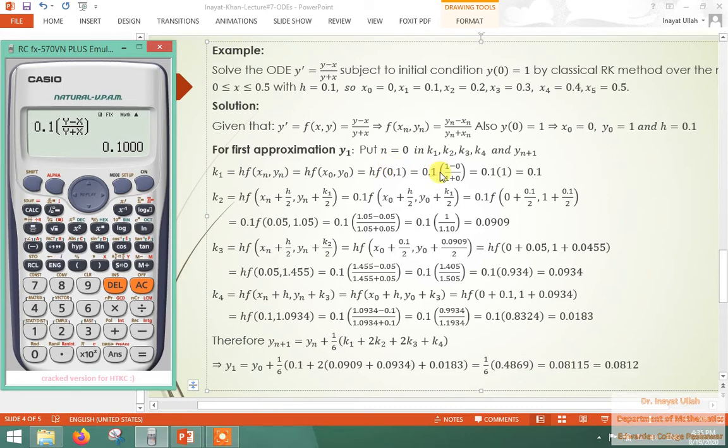The value of x is 0, the value of y is 1, and the function in this manner is 1 minus 0. You see here, this is y minus x over y plus x. The first value is of x and the second value is of y. So the given function is second minus first upstairs divided by second plus first downstairs. Multiply it with h, and you will get k1 equal to 0.1.